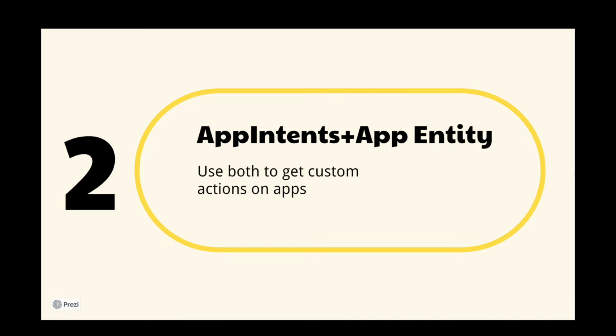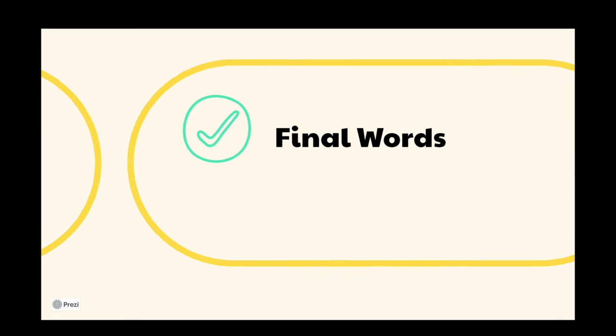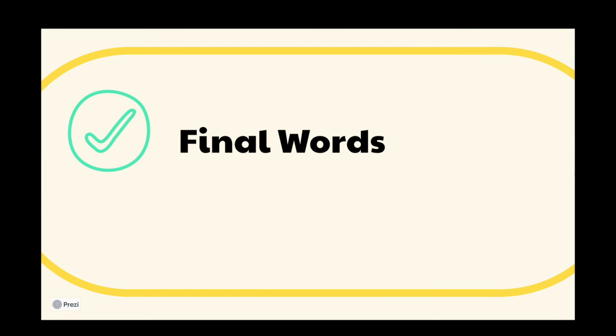So app intents and app entity are going to get you custom actions on the app, like you can copy text from one app to another, or you can simply search for a photo by providing its description using your voice or text. So it is a great time to be an Apple developer. There are many interesting features that are provided by Apple Intelligence, and I'm very excited to explore them in my next series of videos in some upcoming weeks.